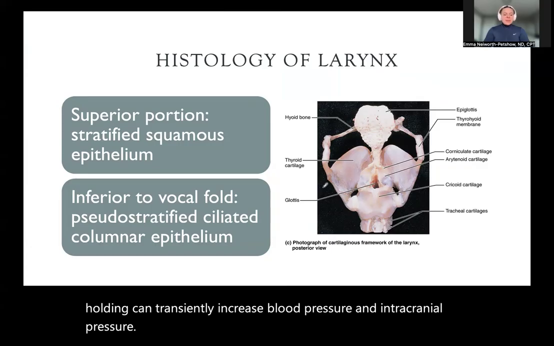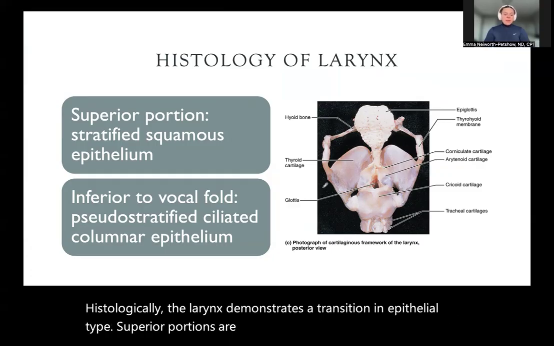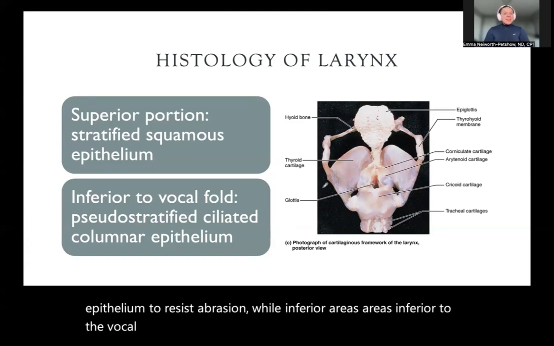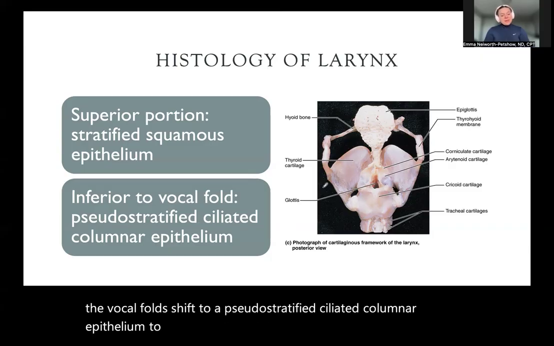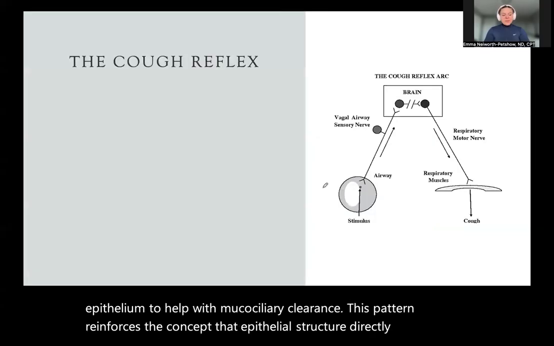Histologically, the larynx demonstrates a transition in epithelial type. Superior portions are lined with stratified squamous epithelium to resist abrasion, while areas inferior to the vocal folds shift to a pseudostratified ciliated columnar epithelium to help with mucociliary clearance. This pattern reinforces the concept that epithelial structure directly reflects functional demand.